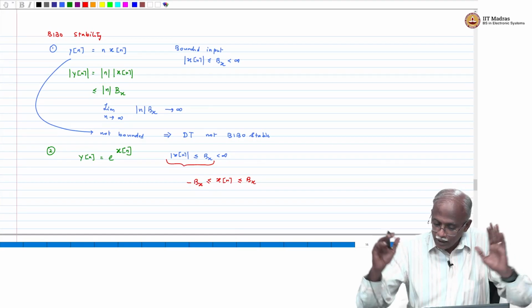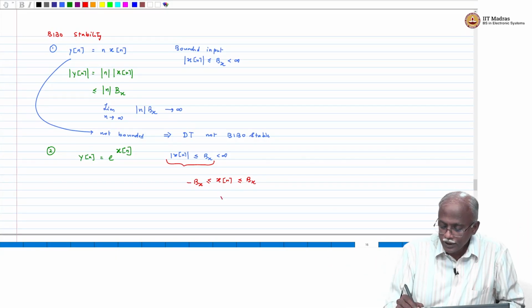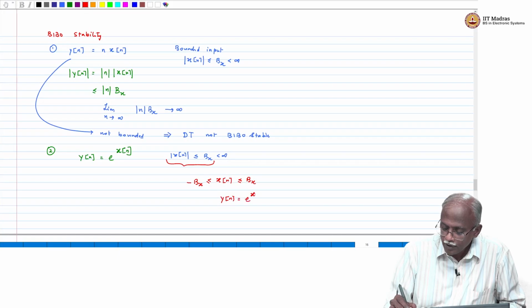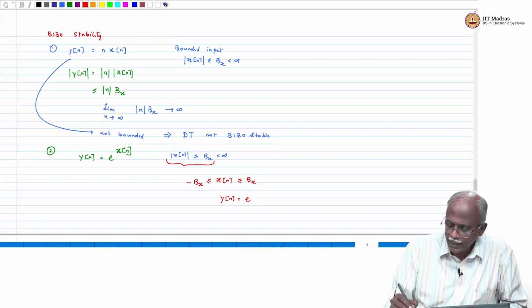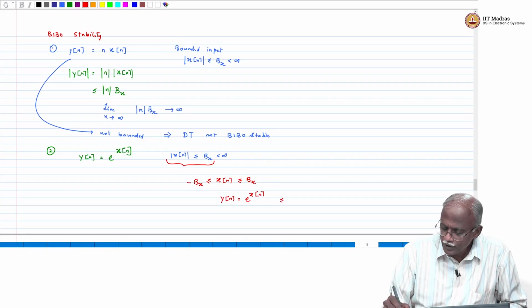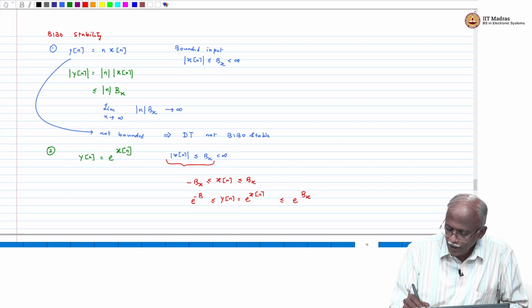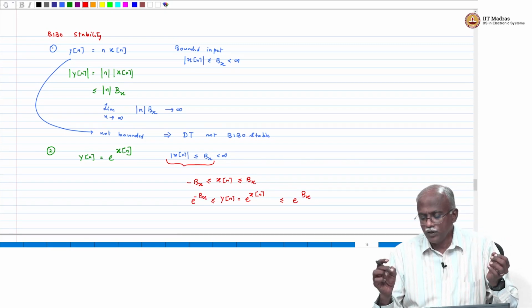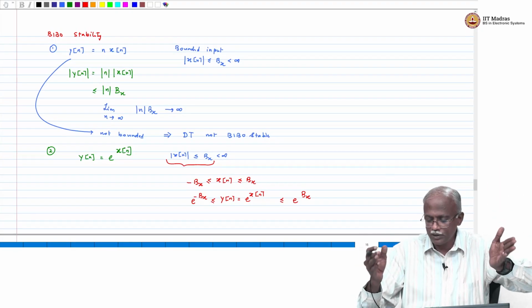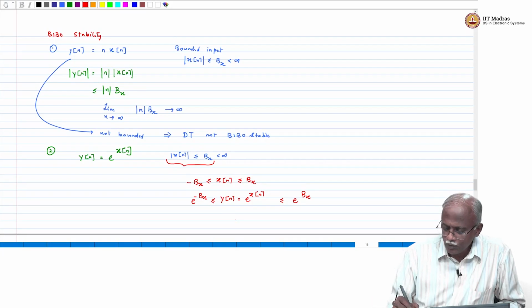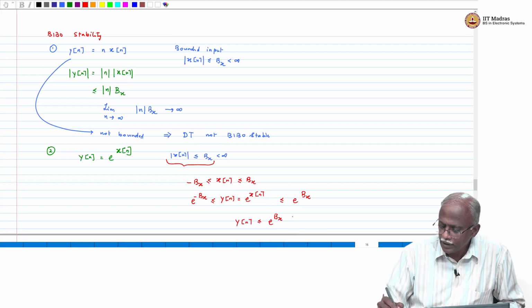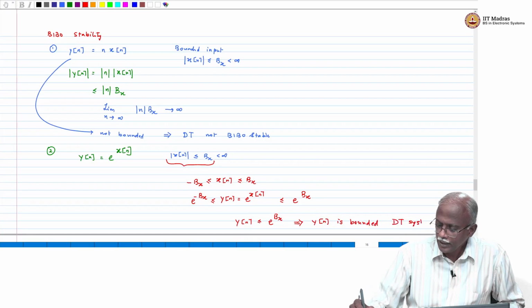Now, if these are the two limits of x of n, what are the two limits of y of n? This is e power x of n. Now, this will be within the range e power minus bx to e power bx. The important thing to note is that there is an upper bound for this system. So, we can safely say that y of n is less than or equal to e power bx, which means y of n is bounded and the discrete time system is BIBO stable.